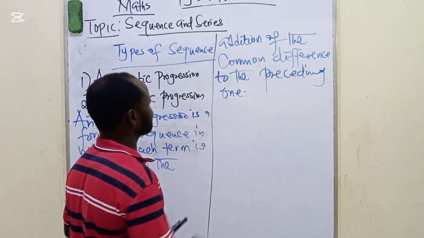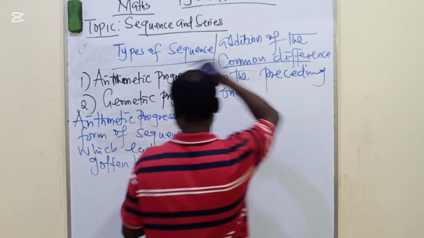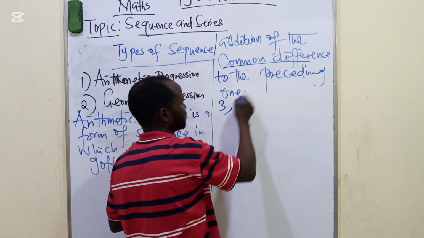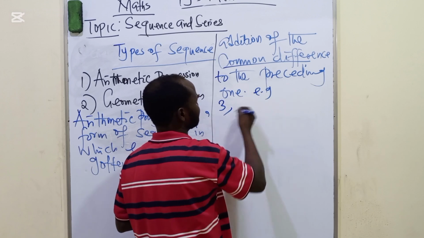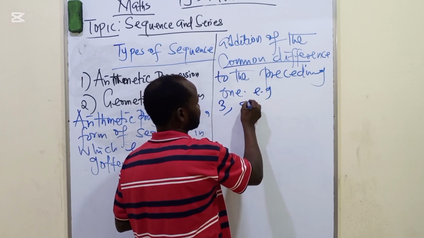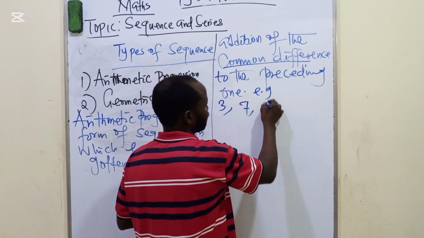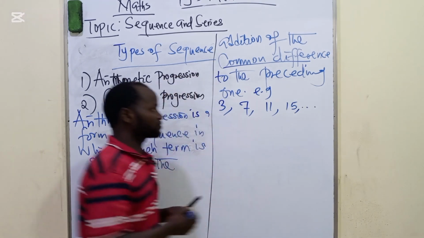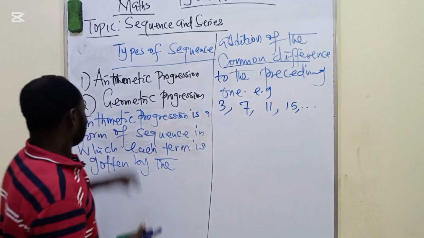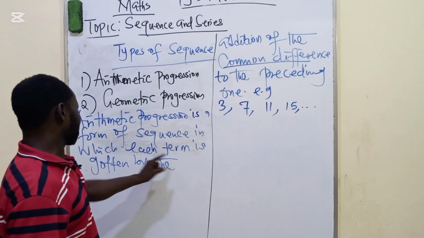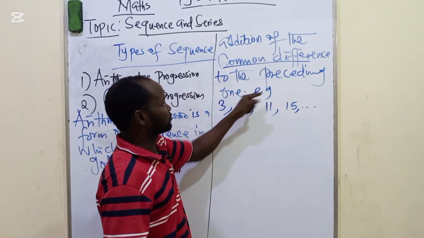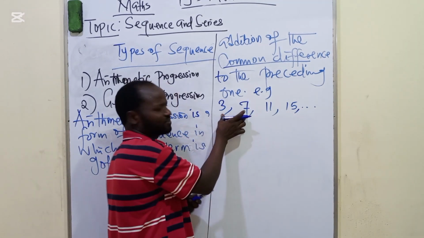Very important. What do we mean by the keyword here? Common difference. Arithmetic progression. Let's say we have 3, 7, 11, 15, in that order. Arithmetic progression is a form of sequence in which each term is gotten by the addition of the common difference to the preceding one. Let's look at what's the difference between these.